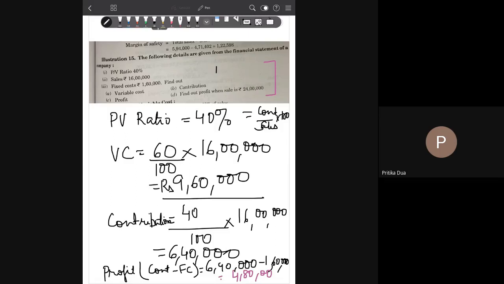सेल्स वैल्यू जब 24 लाख है तो आपका कंट्रीब्यूशन हो जाएगा 24 लाख इंटू 40 बाय 100, which will be 9,60,000. उसमें से फिक्स्ड कॉस्ट माइनस कर लो, आपके पास प्रॉफिट आ जाएगा 8 लाख रुपीस. So this is another type of question that can come from this concept.